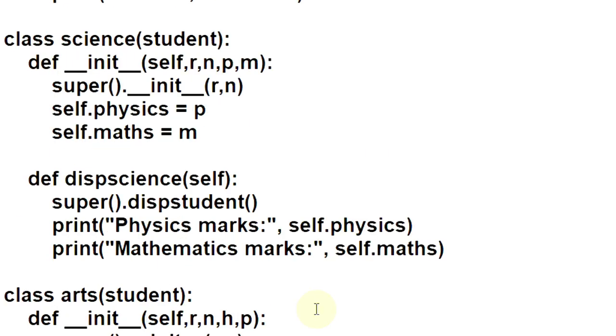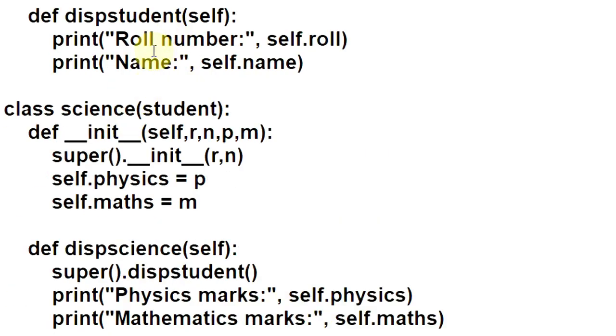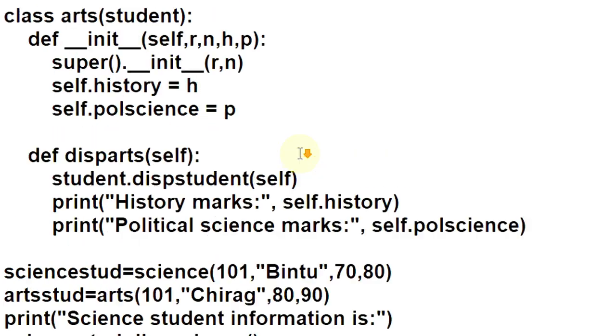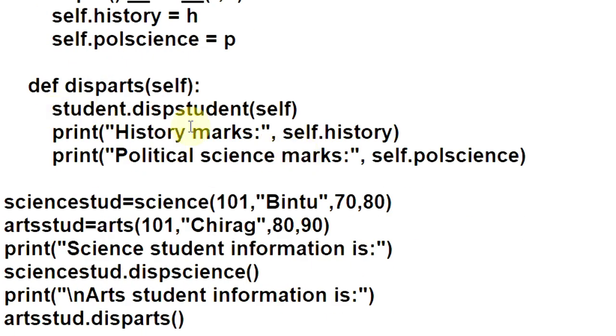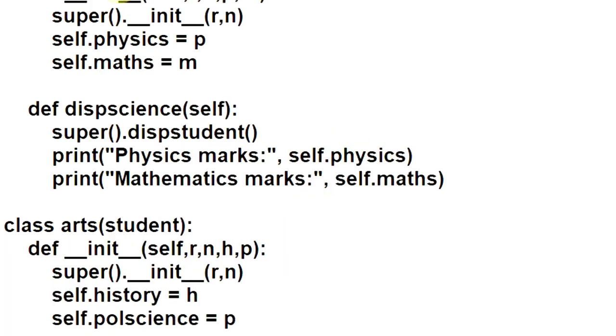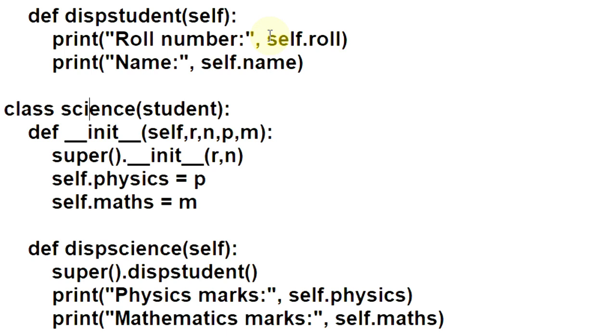So control will jump to the disp student function. It will display the roll number and name on the screen. After that, the control will jump over here and it will execute these print statements to display history and political science marks. Okay. So what is happening is that the common attributes, that is roll number and name, which are common to the science and arts class, are separated out in a different class, and both the classes are inheriting the student class to avoid repetition of the task.